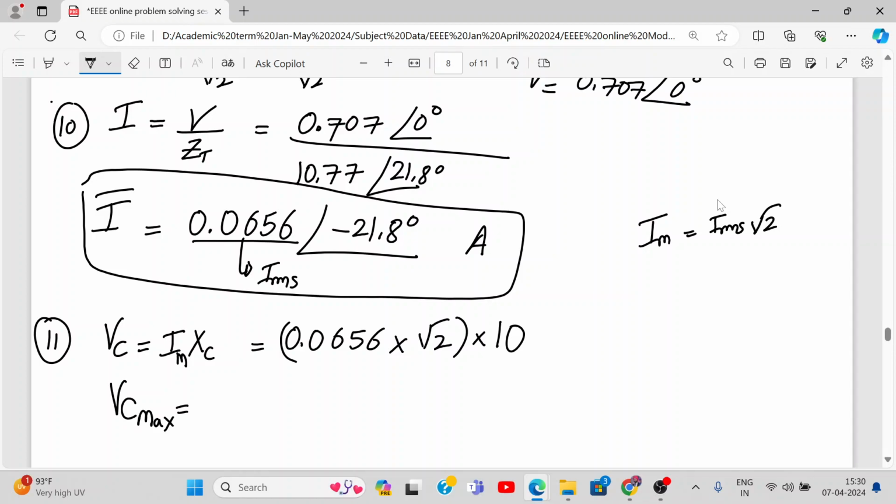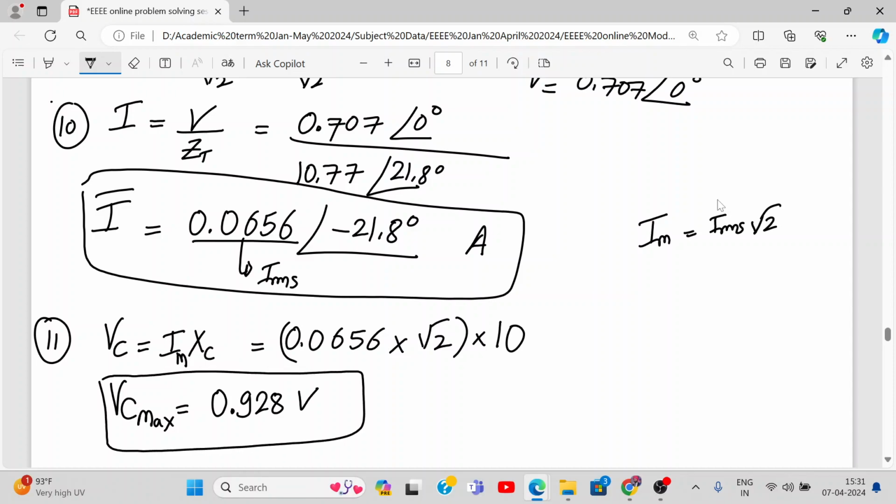How much is the voltage? Can you tell me this answer? 10 into 0.0656 into root 2. How much is it? 0.928. Is this the answer? Yeah, this is the answer. This is the correct answer.